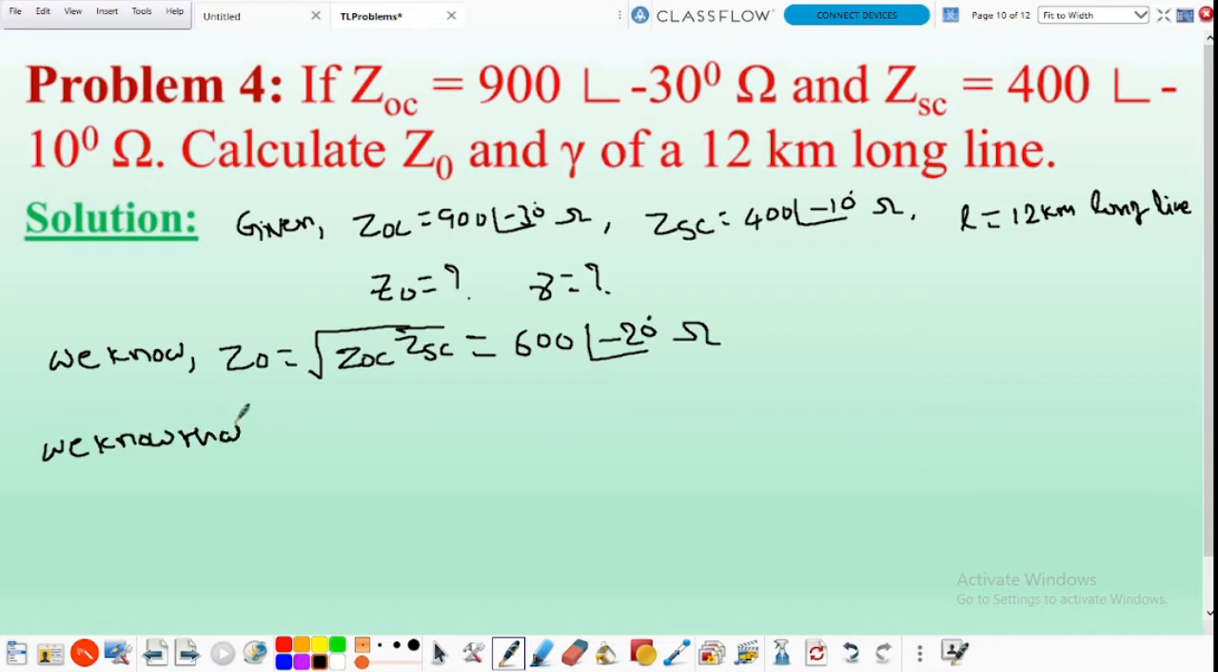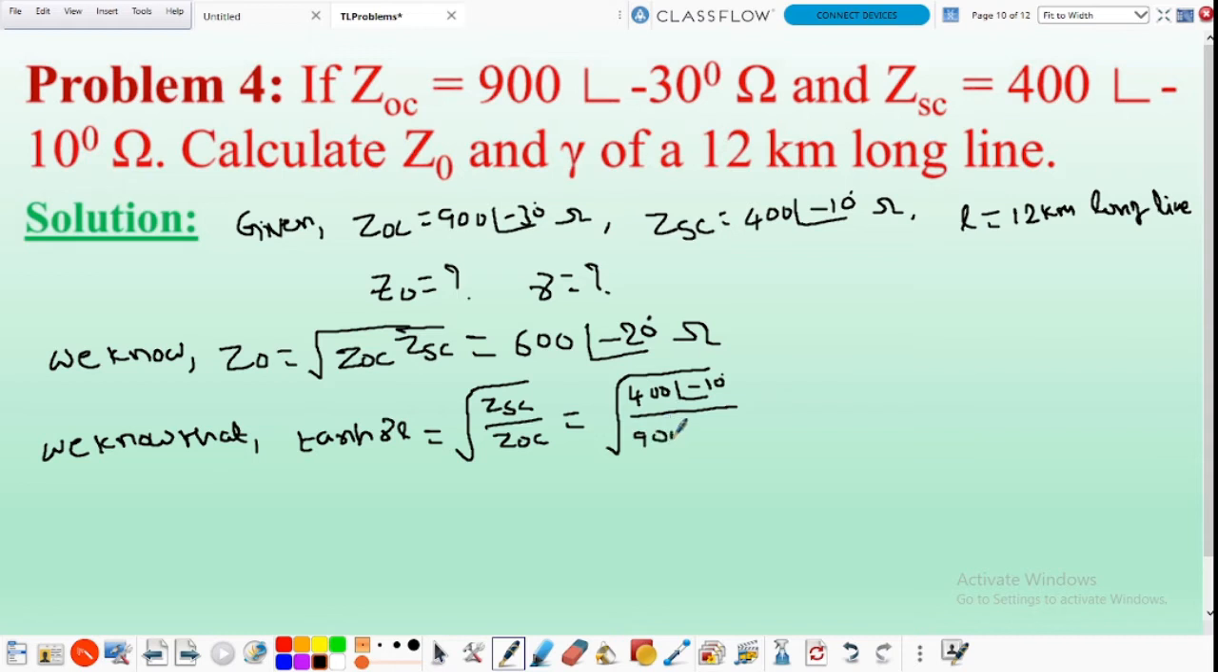Next, we can determine the propagation constant gamma using the relation. We know that tanh gamma L is equal to the square root of short circuited impedance divided by open circuited impedance. So substituting the short circuited impedance and open circuited impedance values: the short circuited impedance is 400 at an angle of minus 10 degrees, divided by the open circuited impedance, which is 900 at an angle of minus 30 degrees.